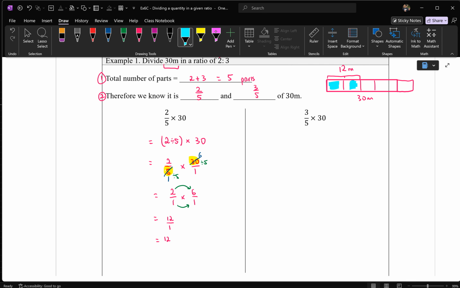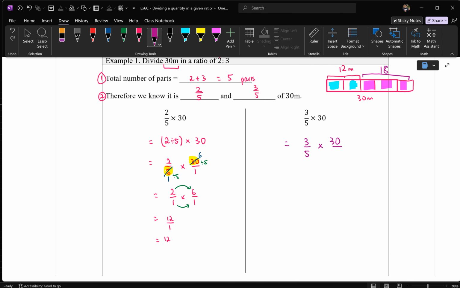Then the other part was 3, yeah? So here's 1, 2, 3. Well, then what would the other 3 combine to be? Logically, I could do 30 take away 12 to know what's left over, and we know that is 18. But we can prove it by actually doing 3/5 of 30. So I take 3/5 times 30, and again, same thing. I can say that's 3 over 5 times 30.